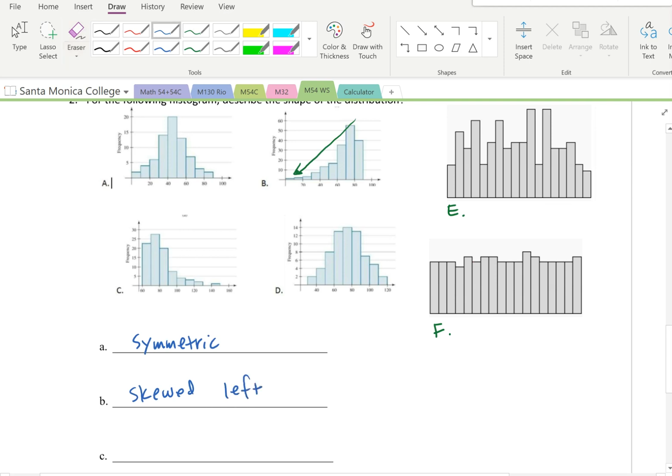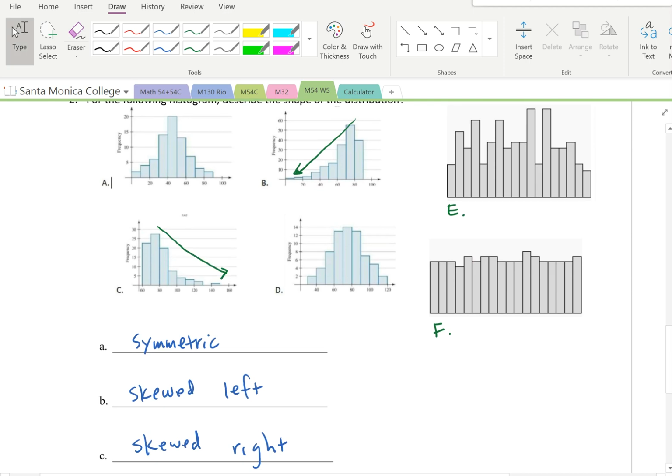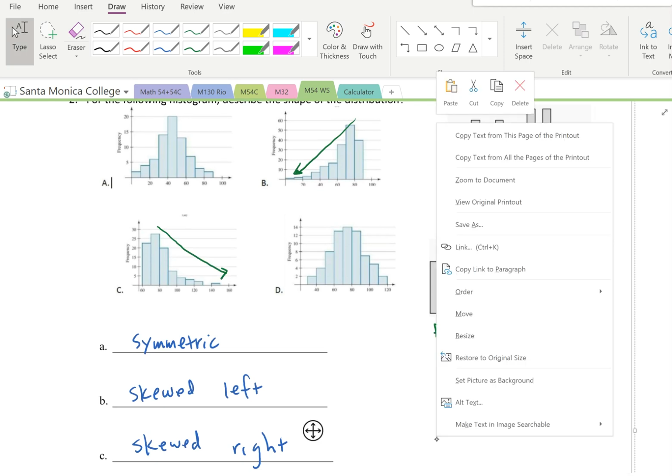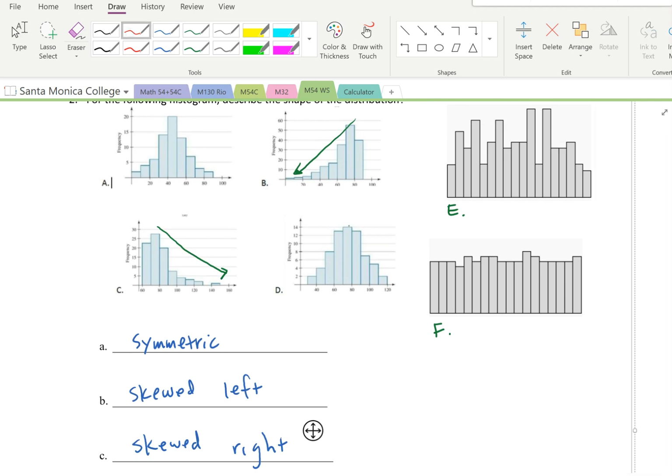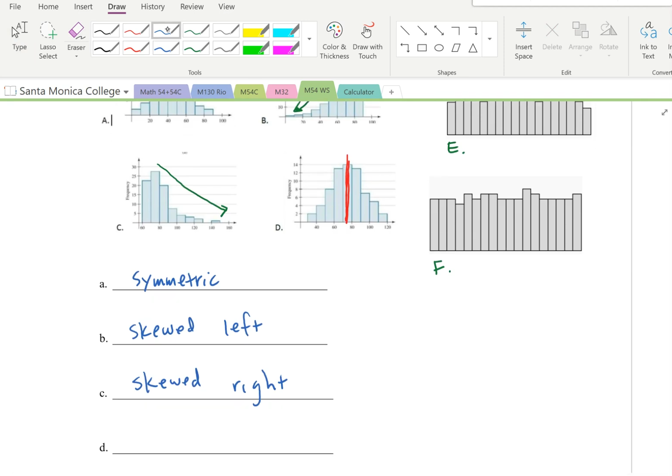Now let's do C. Notice that if we draw an arrow, it's pointing to the right. So therefore, this is skewed right, skewed to the right. Now for part D, notice that I also have somewhat symmetric here, because if I put a bar in the middle, my left and right are somewhat equal, one to the right, one to the left. So it's also symmetric, unimodal or bell shape. You can call it either way. Here I'm going to say symmetric.